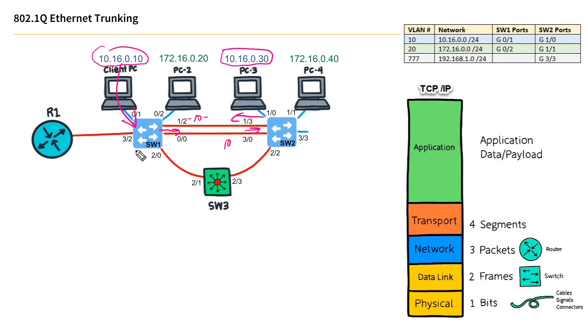And then if we did ping requests back and forth, in fact, all the traffic for VLAN 10 would be tagged 10, 10, 10, 10, 10.